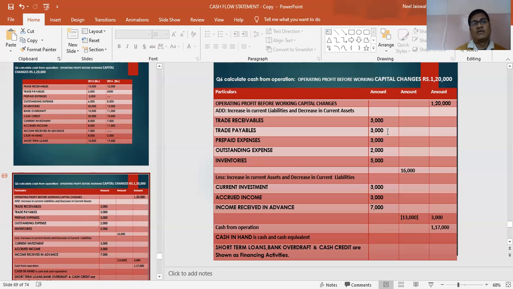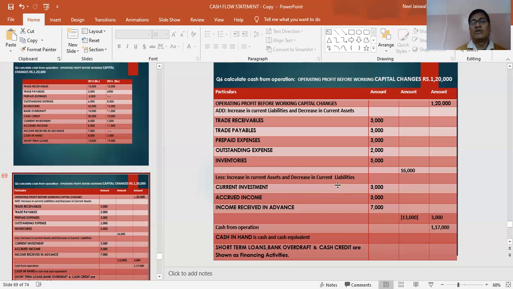Similarly, prepaid expense is 3,000 in 2015 and nil in 2016, and it has reduced, so add. Similarly, outstanding expenses are increasing by 2,000, so we are adding outstanding expense. Inventories are reducing by 5,000, from 20,000 to 15,000, so we are adding. So remember, increase in current liability we add, decrease in current asset we add. All of them added, we got 16,000.